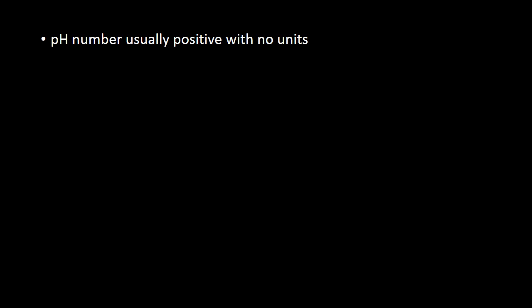So some things about pH. The pH number itself is usually positive with no units. Theoretically, it is an infinite range and can actually go negative with extreme acids. But most acids and bases fall within the 0 to 14 range that we know and understand. To give you an idea, that is a range of 1 mole per decimeter cubed of an acid all the way to 10 to the negative 14th moles per decimeter cubed. That's the range we will typically be working in.